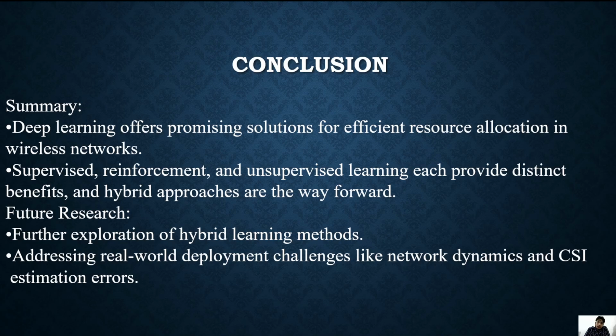Conclusion. So we're going to discuss the basic summary of this presentation. Deep learning offers promising solutions for efficient resource allocation in wireless networks. Supervised, reinforcement and unsupervised learning each provide distinct benefits, and hybrid approaches are the way forward. Future research: further exploration of hybrid learning models, addressing real-world deployment challenges like network dynamics and CSI estimation errors.